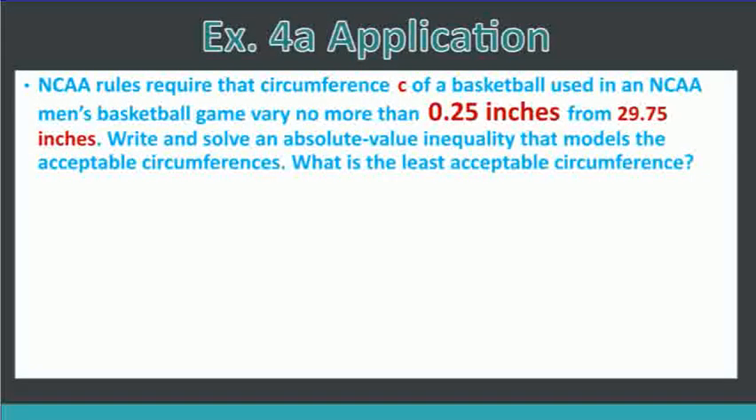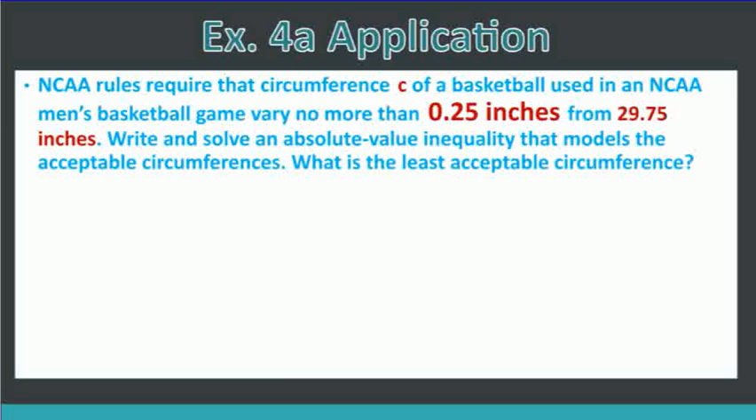And we'll go through one application problem. It says NCAA rules require that circumference C of a basketball used in an NCAA men's basketball game vary no more than 0.25 inches from 29.75 inches. Write and solve an absolute value inequality that models the acceptable circumferences. What is the least acceptable circumference?